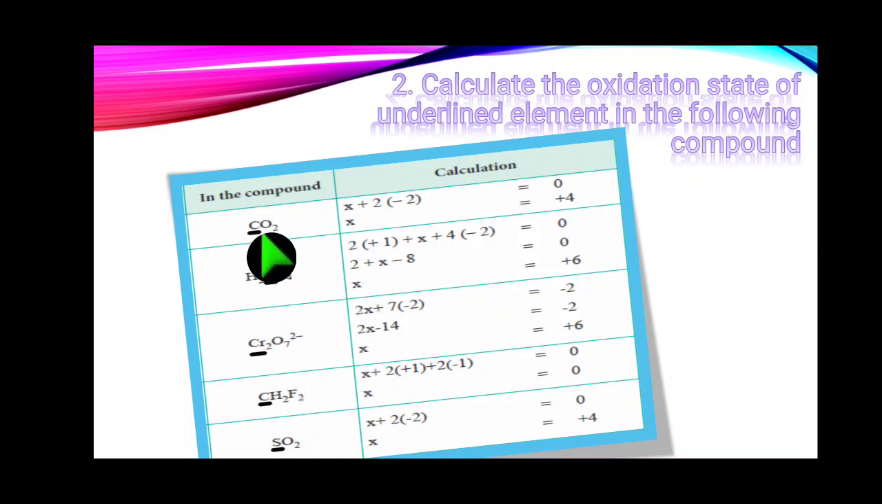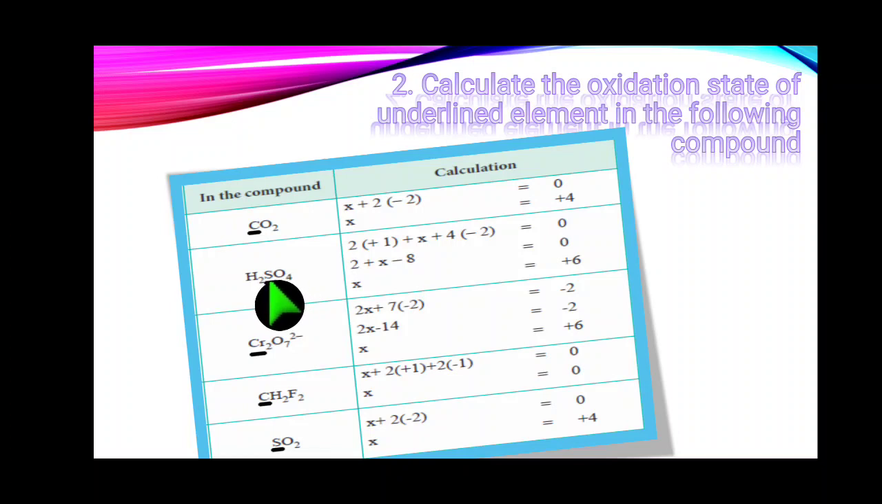Okay, underlined element carbon, so we don't know the oxidation state, we are going to find it, so it is assumed to be X. That's why you just write X. We are going to find X plus 2 oxygen, with the common oxidation state of oxygen, minus 2, equal to 0. So X equals what value? Plus 4 for carbon. In the same way, next compound.